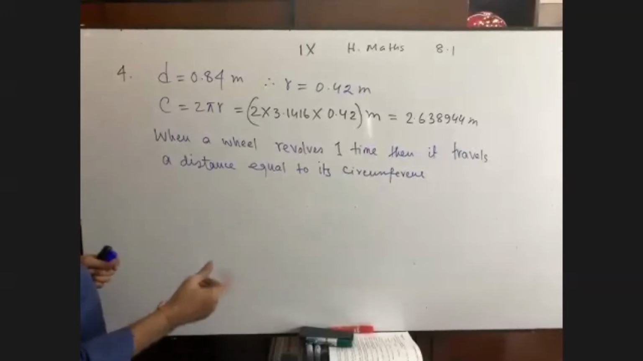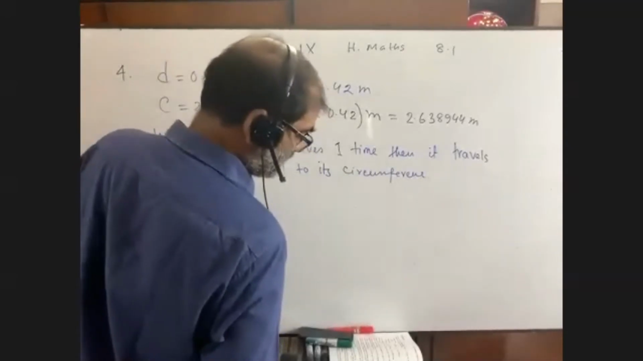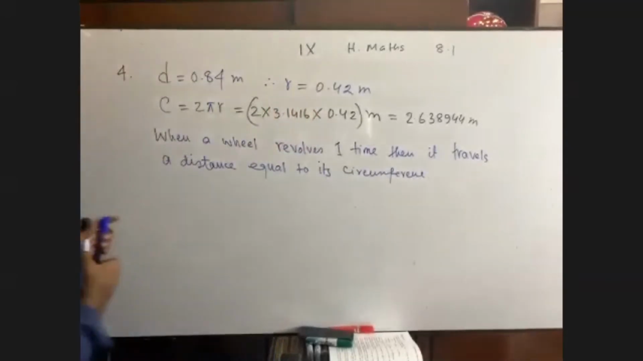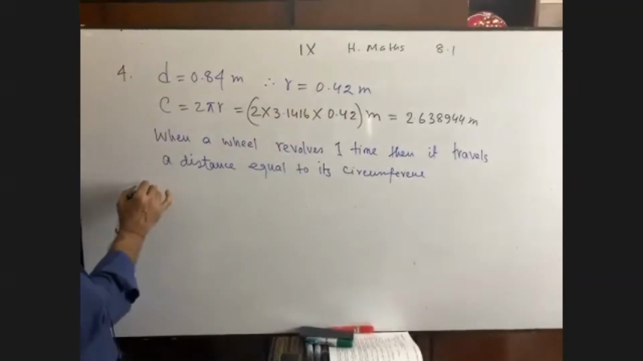It is written here, per second the wheel makes 6 revolutions. Write down. Therefore, it is the important part.